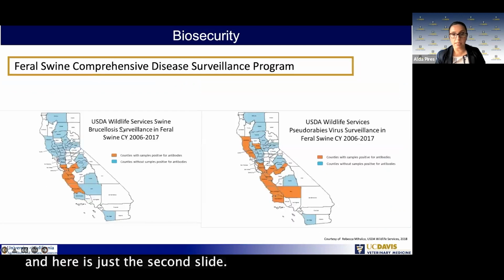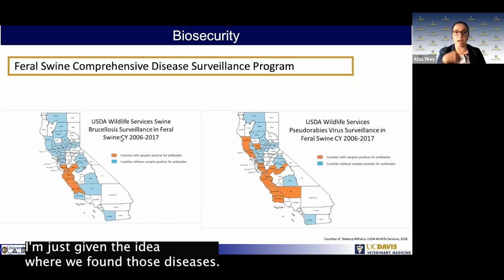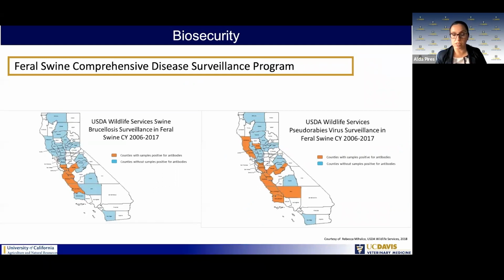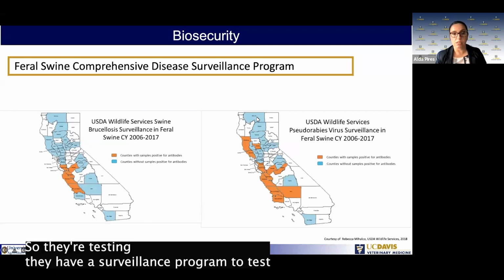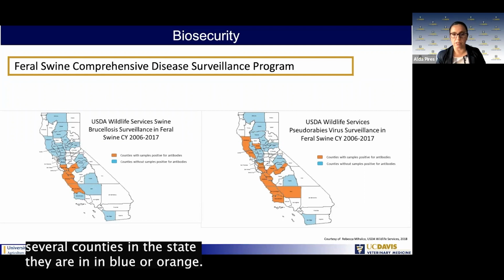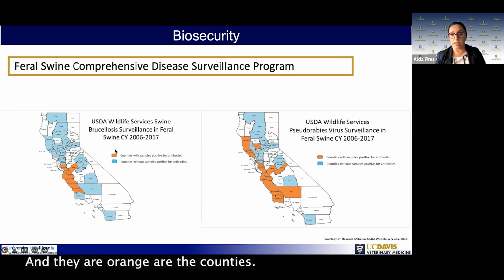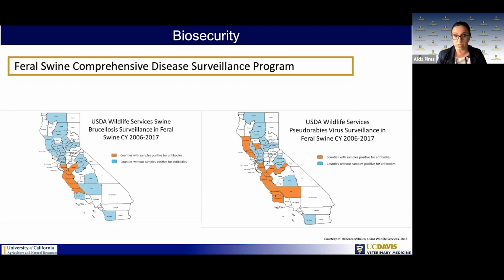And here is the second slide I'm presenting, just to give an idea where we found those diseases. Brucella suis is the first on the left. They have a surveillance program to test several counties in the state. The counties are in blue or orange, and the orange ones are positive for Brucella suis. Brucella suis again is a zoonotic disease.